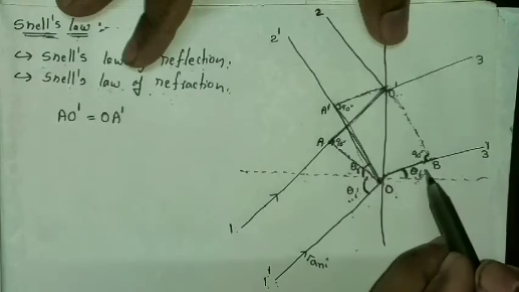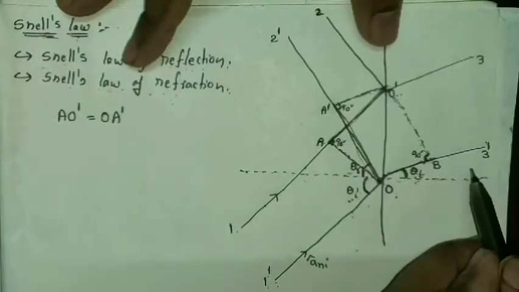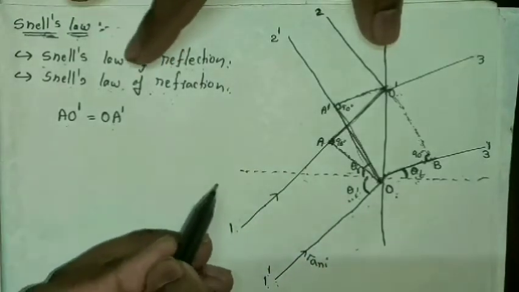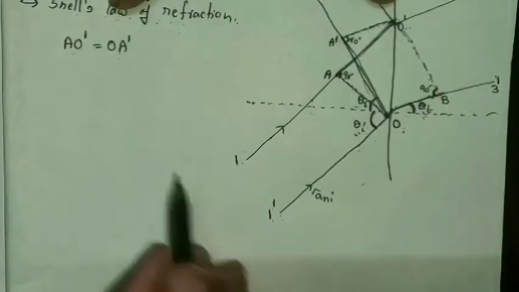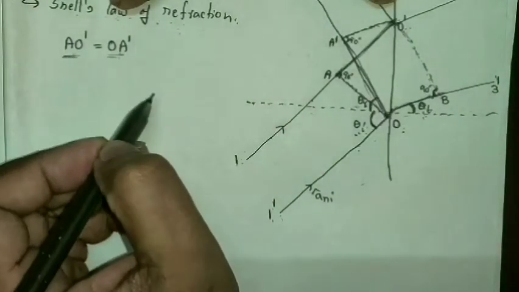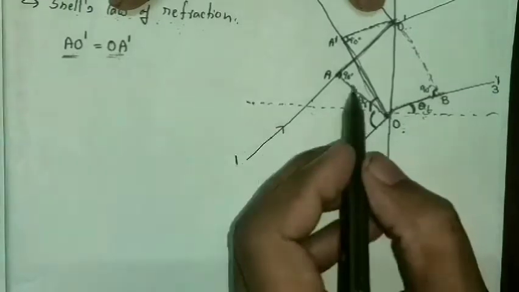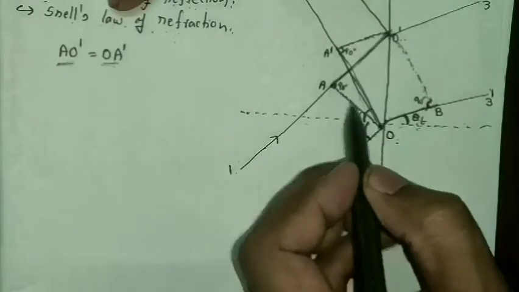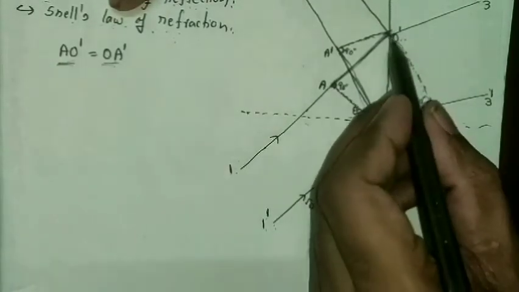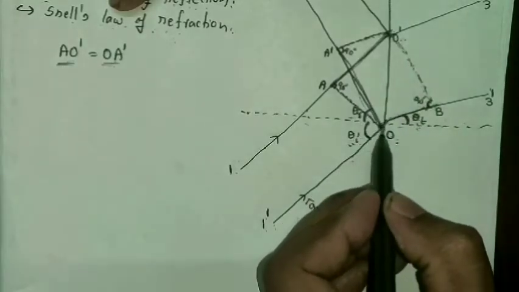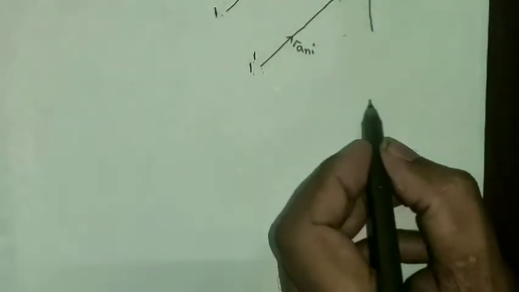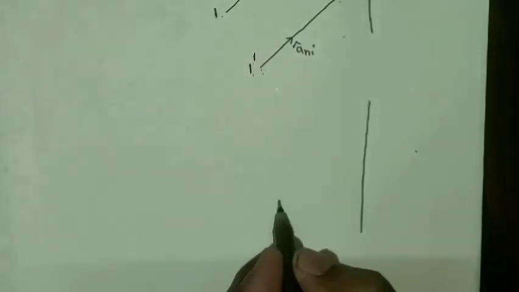These are very important points taken from the experimental observations. From this, I have taken AO dash equal to OA dash. First of all, what is the value of AO dash and what is the value of OA dash? In order to find this, let us take this diagram. This is OA dash. Let us take the triangle OA O dash. I am drawing this diagram separately. So this is the boundary.